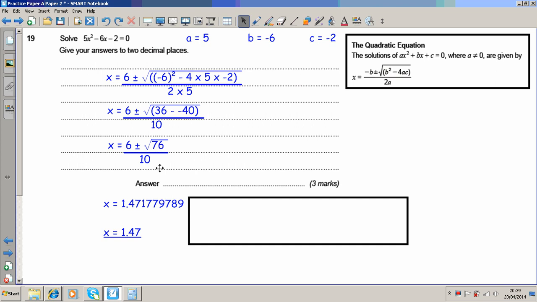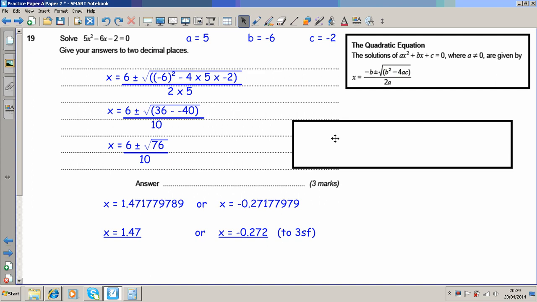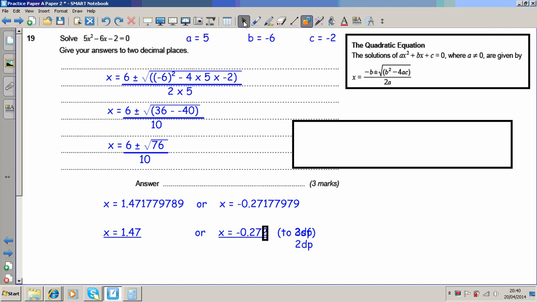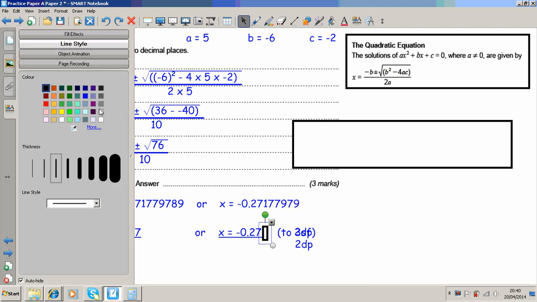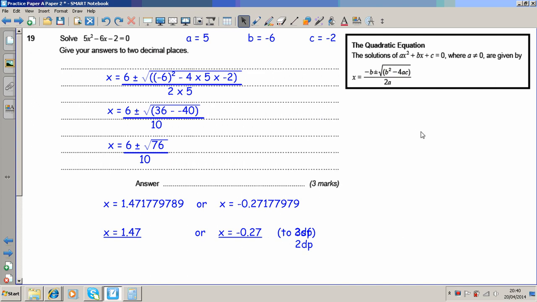If we do 6 minus root 76 and then divide that by 10, then we get minus 0.271777979, which is minus 0.27. Now, this is where you've got to be a bit careful and make sure you answer the question. It says 2 decimal places. So we need to make sure that we round it to what the question says. So just check before you go on to the next question that you've done exactly what they're after. But hopefully that's okay.